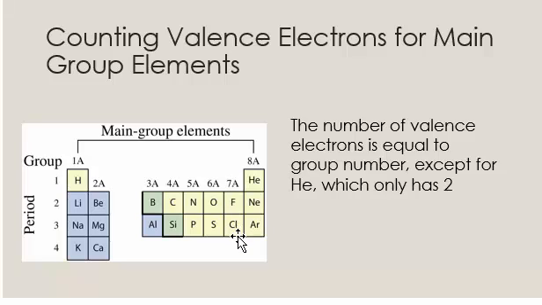The only exception to this is helium. Helium is in group 8A. It only has 2 electrons, so helium cannot have 8 valence electrons. The rest of the noble gases do have 8 valence electrons, however, which, as it turns out, is a very, very stable number of valence electrons.